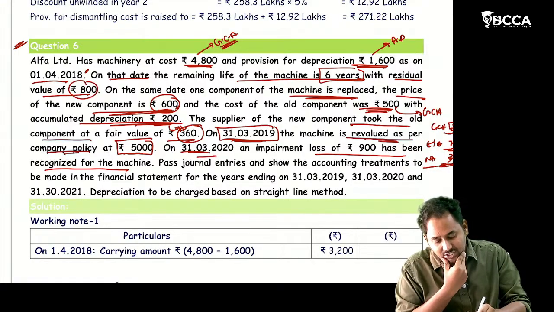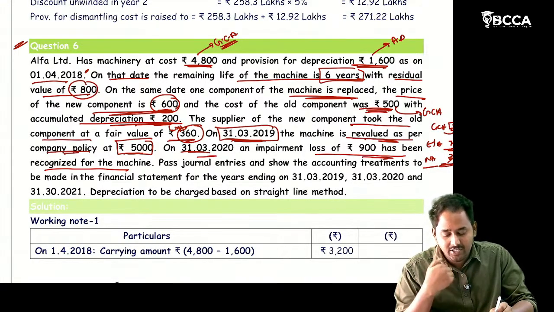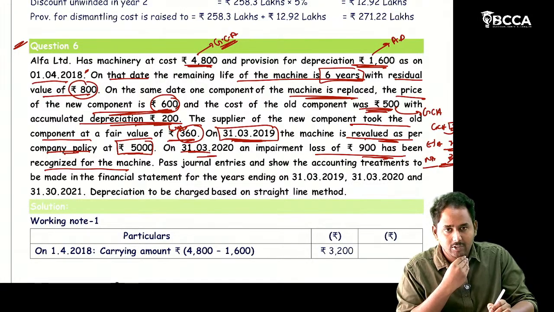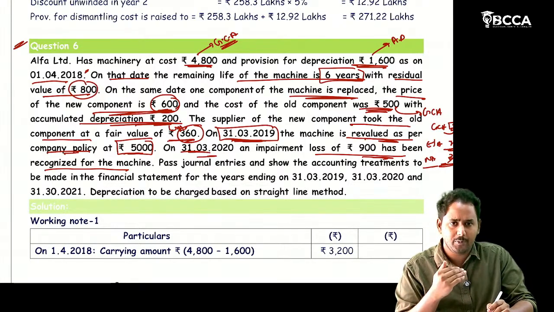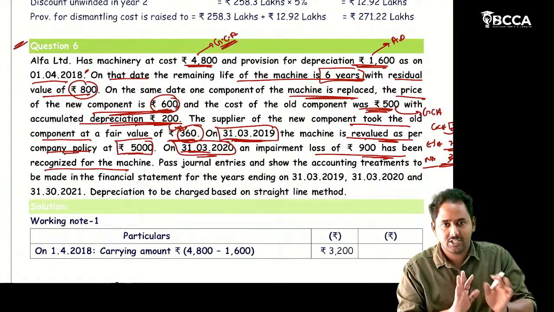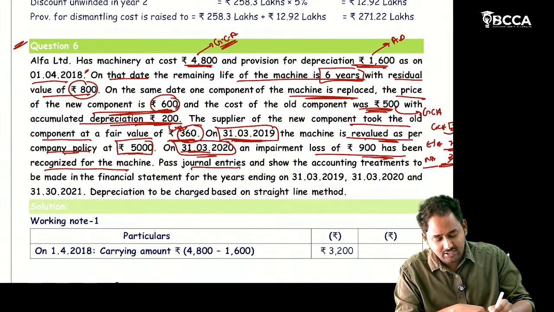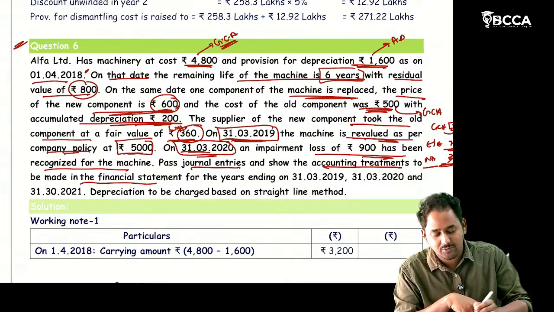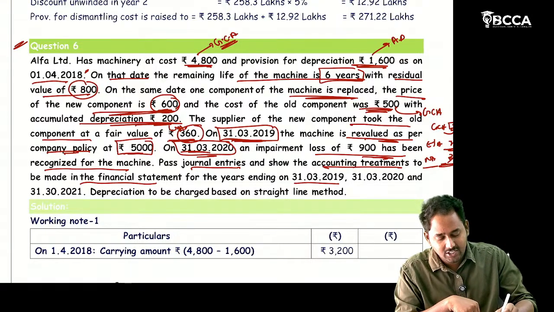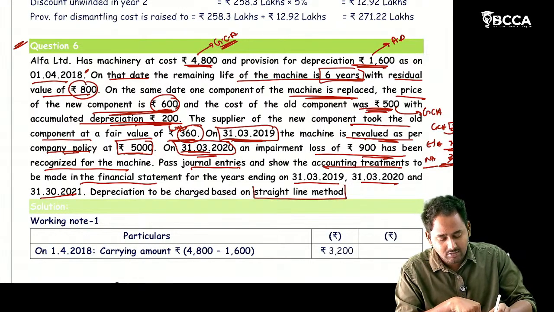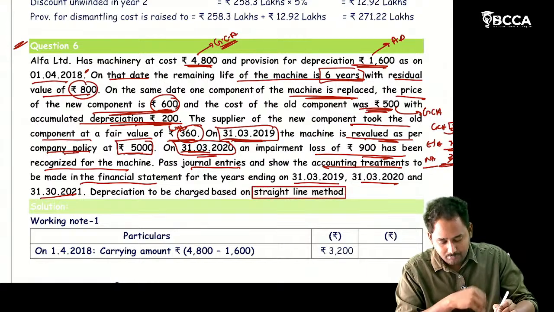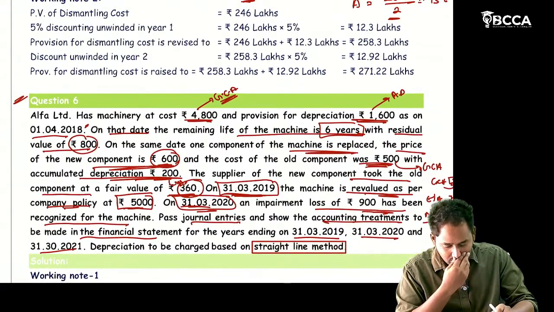Then on 31st March 2020, an impairment loss of 900 has been recognized for the machine. So always impairment loss should be provided at the end of the year. Then I should pass the journal entries and show the accounting treatment made in the financial statements for the years ended 31st March 2019, 20 and 21. And depreciation is to be charged on the straight line method.